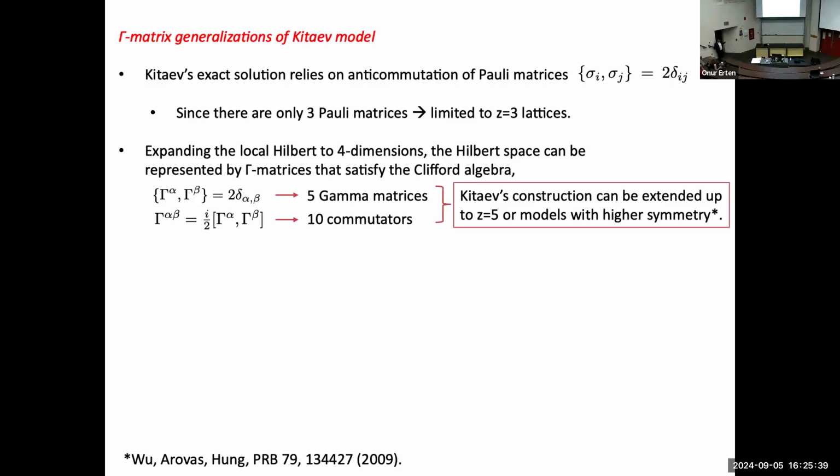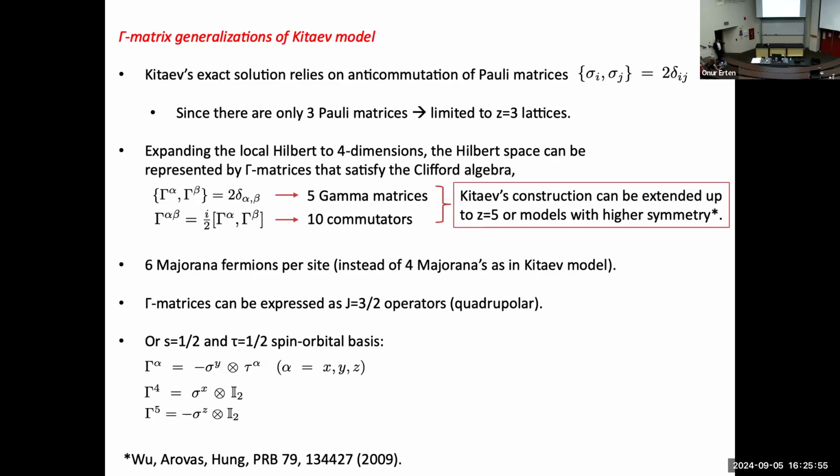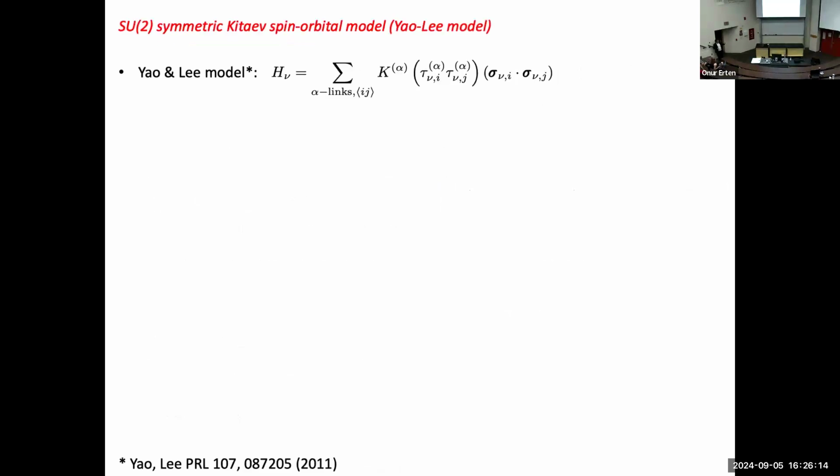There are 5 of them that anti-commute. And as I mentioned, since you need the anti-commuting matrices, you can generalize Kitaev's construction all the way up to coordination number 5, or other models that have higher symmetry. Okay, so that's what we are going to do. We are going to introduce 6 Majorana fermions instead of 4 Majorana fermions. And these can be represented either by the operators for J3/2 spins or 2 types of spin 1/2, like spin and orbital degrees of freedom. And we are using a model that was introduced a while back.